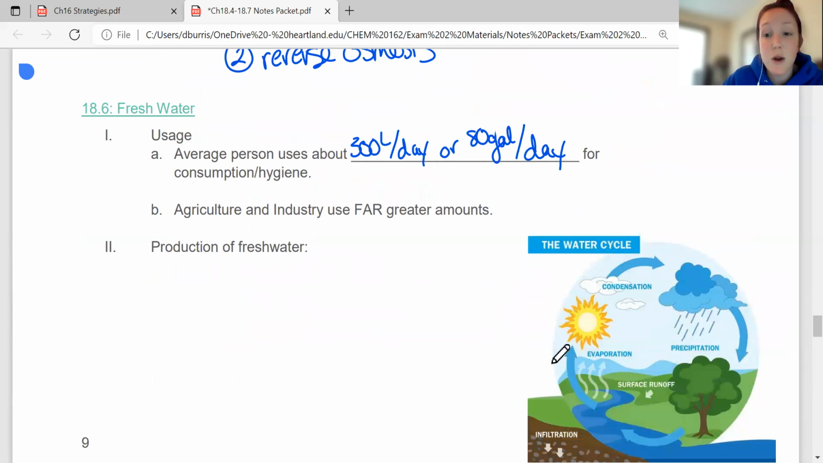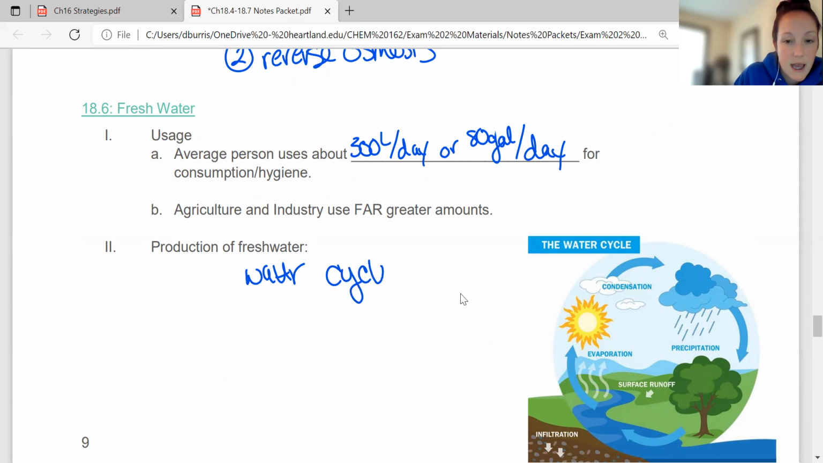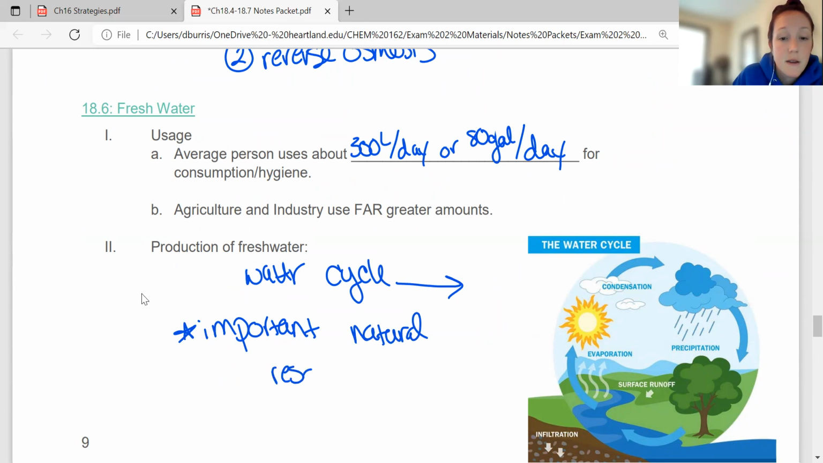So this is where our fresh water actually comes from, the water cycle that you probably learned about in middle school. That's how we get all our fresh water. I'm not going to ask you questions specifically about the water cycle, but I really just want to reiterate that fresh water is an important natural resource that sometimes we take for granted. And hopefully we can find some ways to purify ocean water, so we've got some more fresh water.